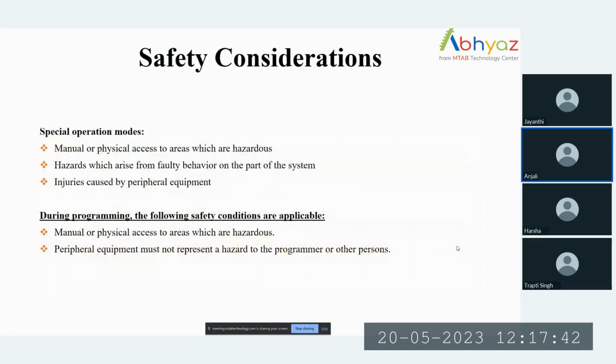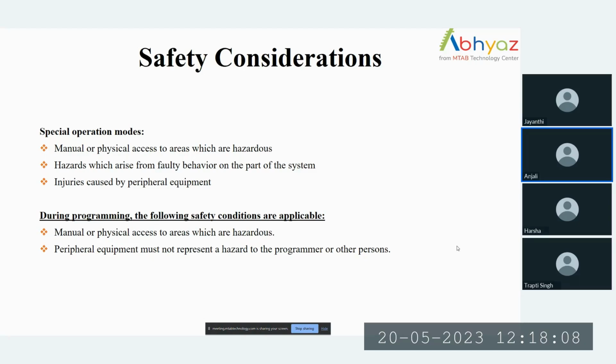Safety considerations included in industrial robots. Firstly, there are some hazardous areas of this robot: manual or physical access to areas which are hazardous; second, hazards which arise from faulty behavior of the part of the system in the industrial robot; and some injuries caused by faulty peripheral equipment.